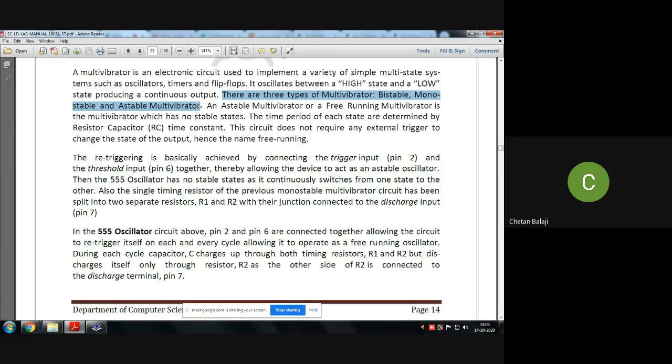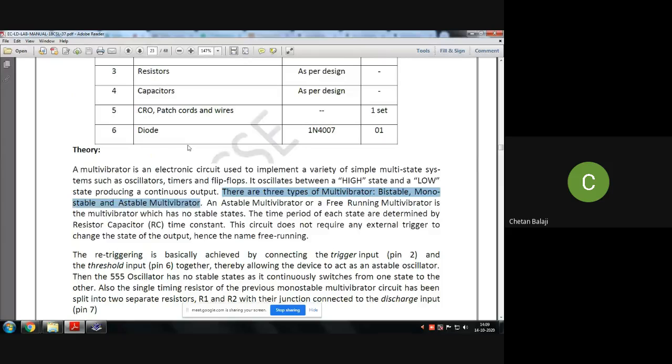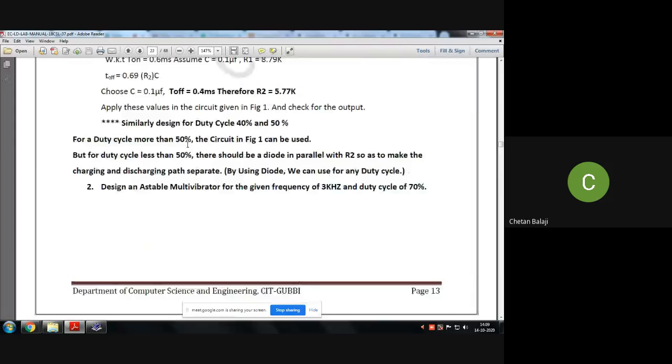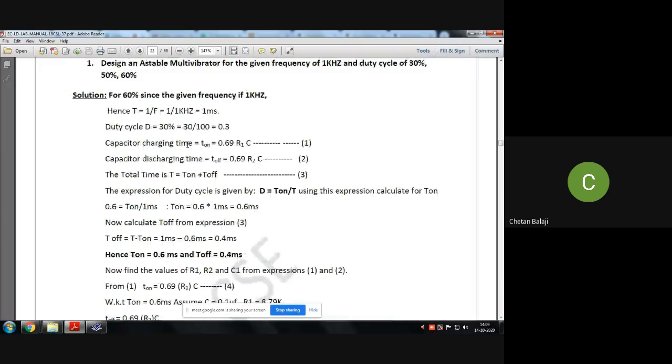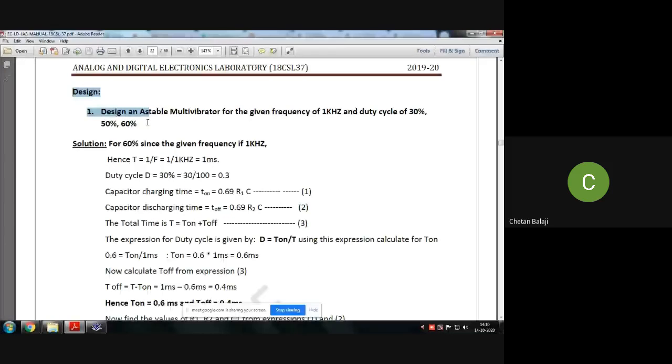Yeah, so let me start designing. Take up this question. Design an astable multivibrator. There is no hardware for this, it's only software. So what I do on the board, if you do the same in the examination, your job is done.